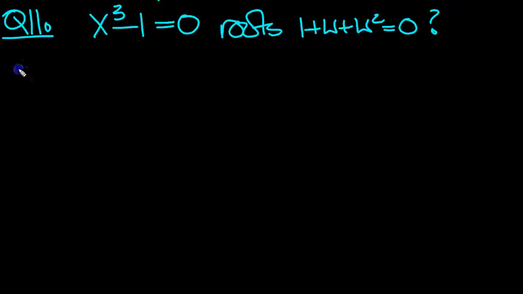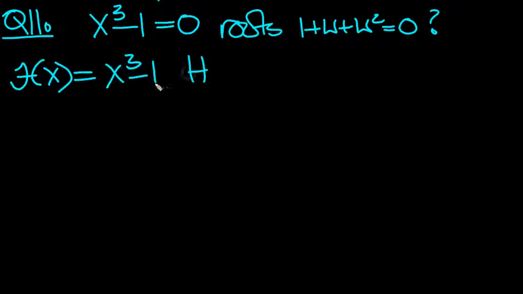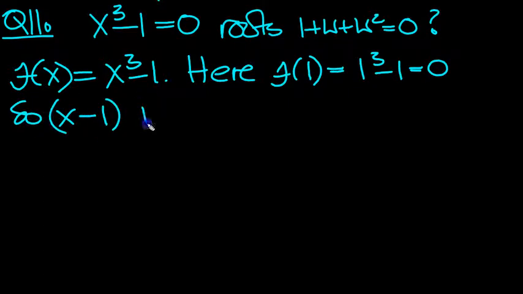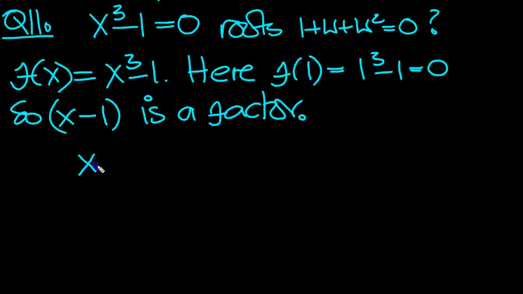So the first thing to say is to let f of x equal x cubed minus 1, and then to note that here f of 1 is equal to 1 cubed minus 1 equals 0, doesn't it? So x minus 1 by the factor theorem is a factor. Now let's just divide into it then, and I'm going to do this by hand here this time. So we're going to divide x minus 1 into x cubed minus 1.